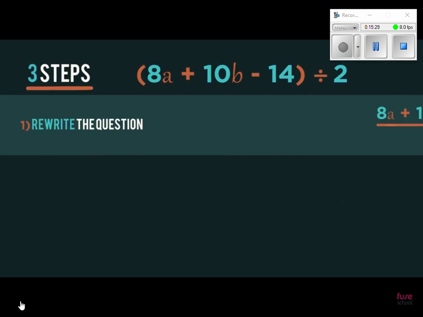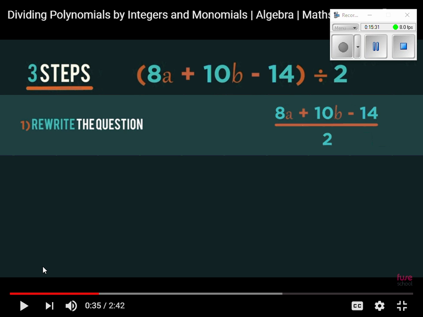Firstly, rewrite the question as a fraction. All right, so rewrite the question as a fraction. All right, so this was our original problem, and you want to rewrite it like that. Okay, right. There's room on your worksheet to write the step. 1, rewrite the question. I wanted to see those, write those words down, and then rewrite it there as a fraction.